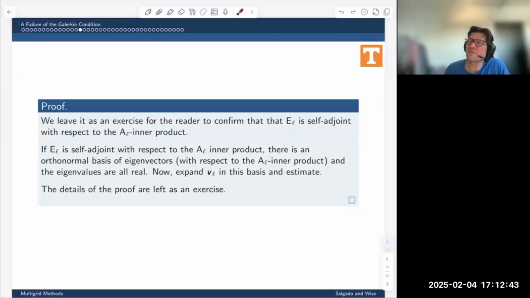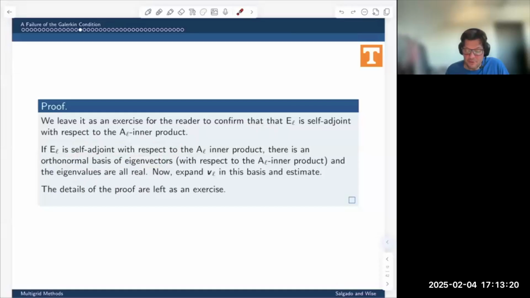I guess we didn't exactly do it because previously I think we may have assumed that we had a balanced prolongation restriction operator. But you can correct me if I'm wrong on that one. In any case, I want you to go through and do it in the homework, and see how this works out. If, however, you can prove this, if EL is self-adjoint with respect to the AL inner product, then there's an orthonormal basis of eigenvectors with respect to the AL inner product, and the eigenvalues have to always be real.